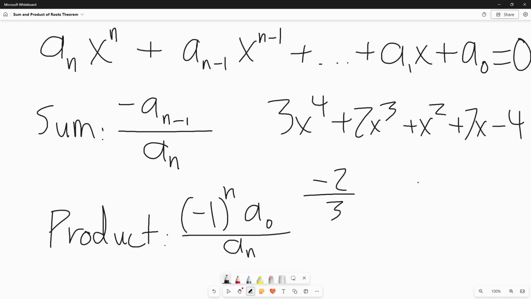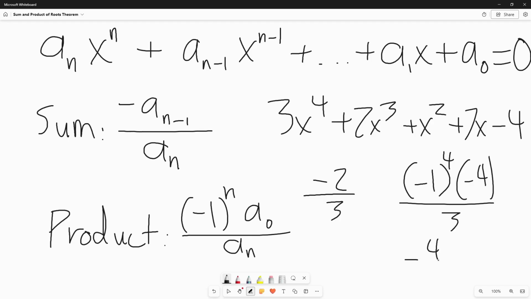And the product, we just take negative 1 to the power of 4, because that's the degree of this polynomial, times the constant, which is negative 4, and then all over the coefficient of the first term, which is 3. And negative 1 to the power of 4 is just 1, so it's 1 times negative 4 over 3, so it's just negative 4 over 3 is the product. And that's how you use the sum and product theorems.